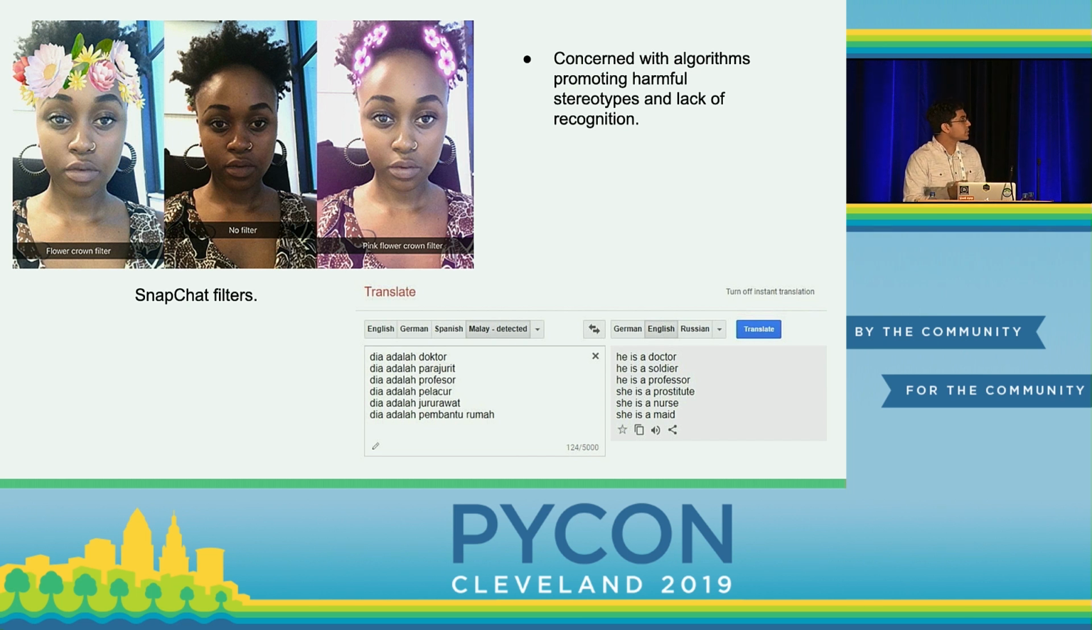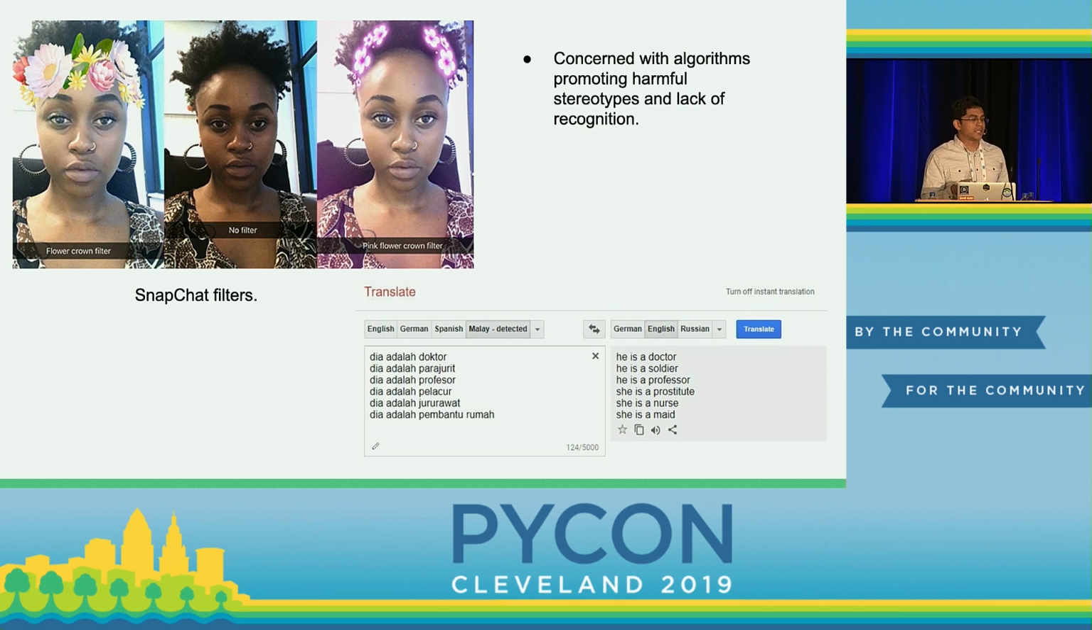Another example is Google Translate. When you translate sentences from Malay, which is a language that doesn't have gendered pronouns, you can have "they are a doctor, they are a soldier, they are a professor, they are a prostitute, they are a nurse." But when you translate to English, it automatically genders them: he is a doctor, he's a soldier, he's a professor, she is a prostitute, she is a maid, she's a nurse. At the same time, Google Translate is doing this mathematical optimization. It's hard to say why this is wrong. This is a valid translation of those sentences, but there's just something about it that sits uneasy with you.